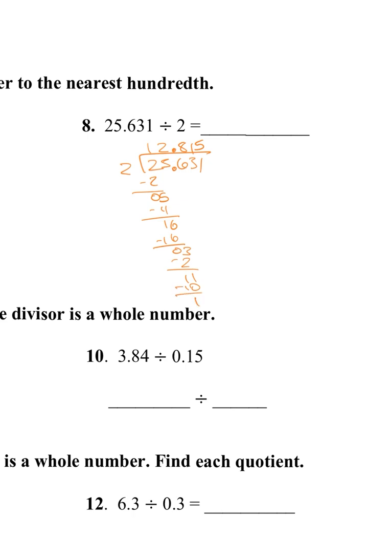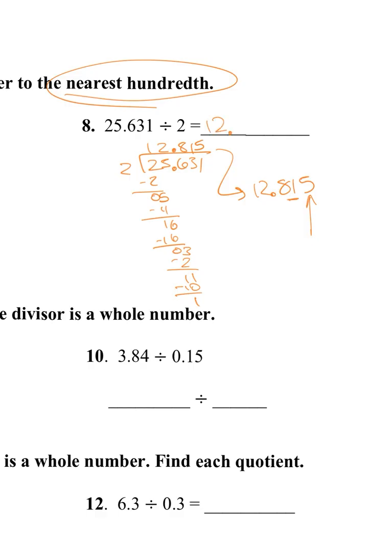Now, it says to round to the nearest hundredths place. Since I have a quotient that's up to the thousandths place, I can stop right here. So we got 12 and 815 thousandths. What number's in the hundredths place? The 1 is in the hundredths place. Look at the number to the right. It's 5 or above, so the 1 becomes a 2. So my final answer is 12 and 82 hundredths. And that's it. On to number 9.